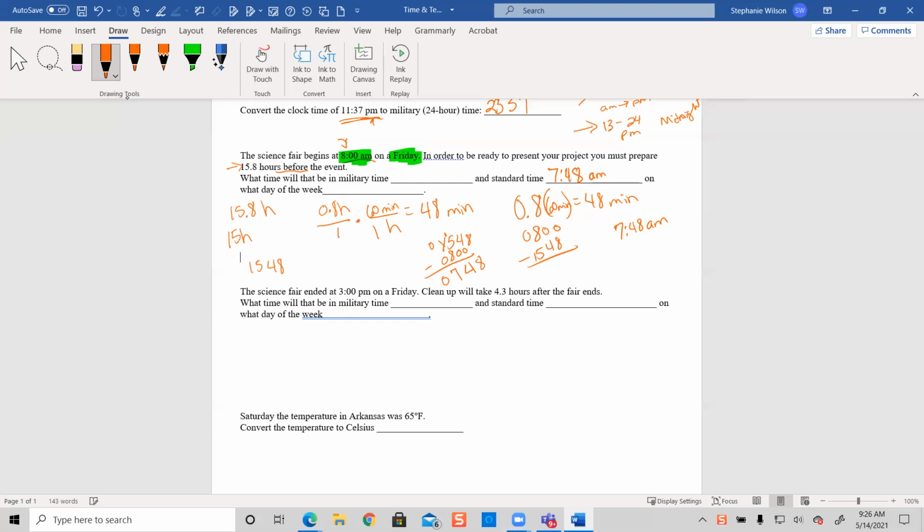Let's write that in military or 24-hour clock time. And what day of the week is it? Well, if the event's on Friday and we've started 15 hours before that time, that means we started on Thursday.